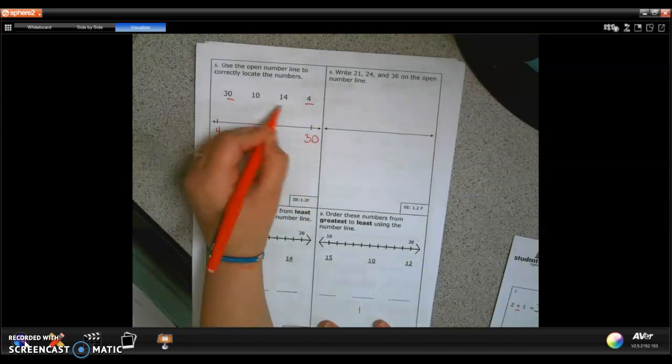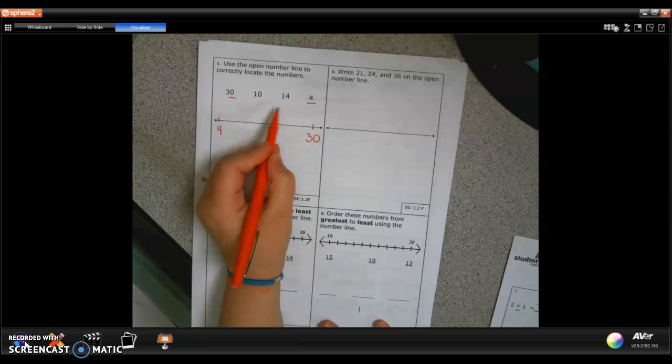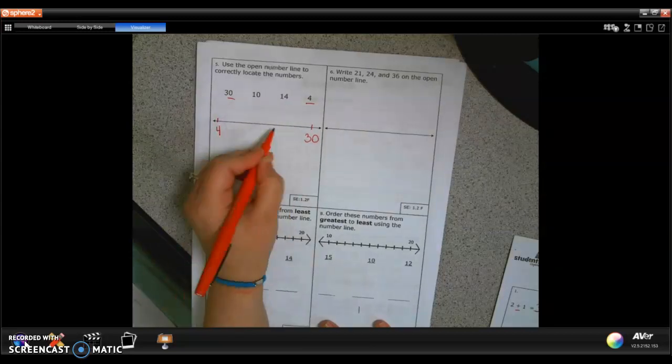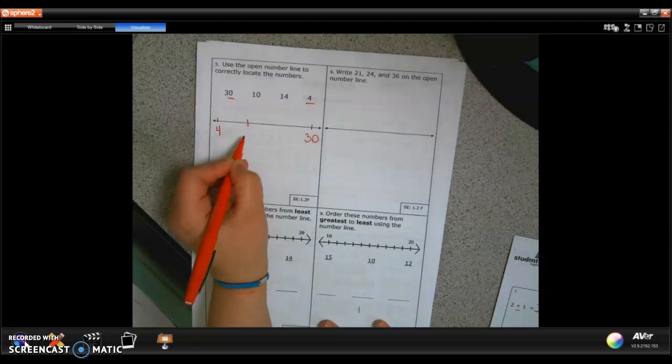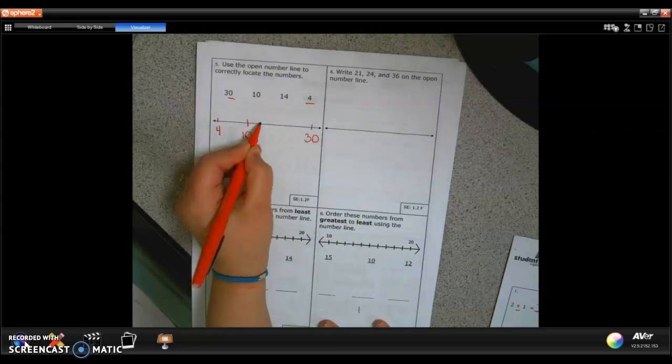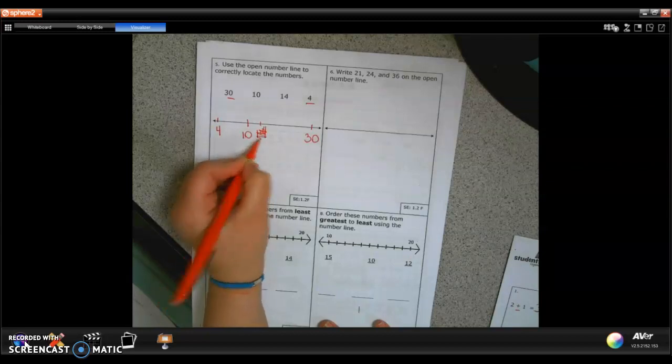So now I need to figure out which comes next, 10 or 14. Well, I know 10 has 0 ones, and 14 has 4 extra leftover ones. And I'm going to think, where am I going to put 10 and 14? They're going to be closer to the 4. So I'm going to write 10, and 14 is going to be very close to that 10. And that's ugly, so I'm going to just write it again.